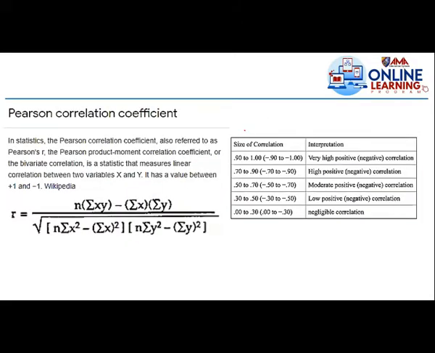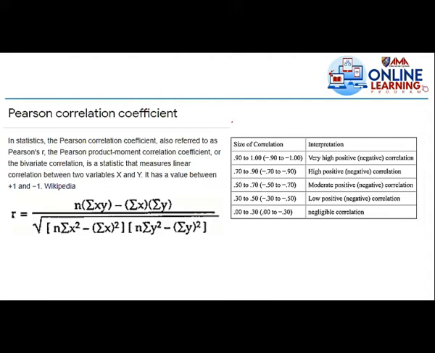So this is the Pearson correlation coefficient. So in statistics, the Pearson correlation coefficient, also referred to as the Pearson's R, the Pearson's product moment correlation coefficient or the bivariate correlation, is a statistic that measures linear correlation between two variables X and Y. Kumbaga, this Pearson correlation coefficient will tell you kung gaano ba ka-strong ang relationship between two variables. Ganon. So, sana all strong ang relationship.